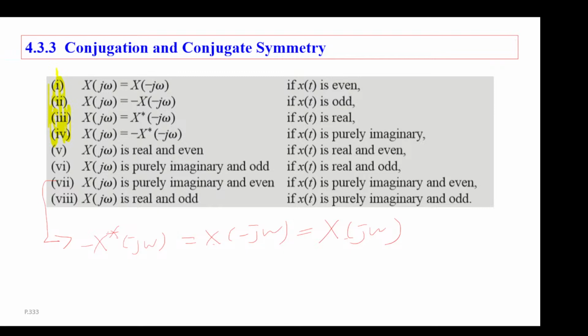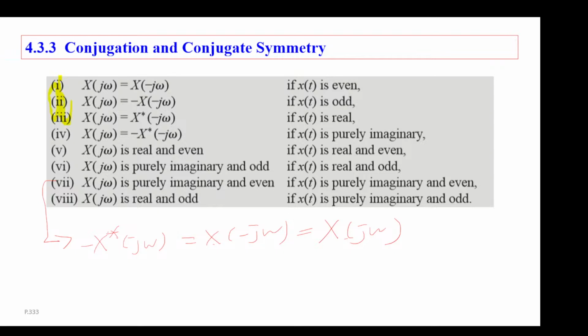You just remember that x of t even or odd is the same as big X even or odd. Then you need to remember this. I guess the first three are the most important, because those first three are the ones you use most often. So let's highlight them, the first three. Small x even gives big X even, small x odd gives big X odd.